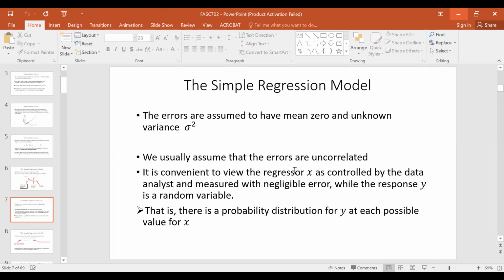It is convenient to view the regressor X as controlled by the data analyst and measured with negligible error, while the response Y is a random variable. This is supposed to simplify the analysis. Doc, could you please use the whiteboard? Yes, I was getting to that. Thank you.